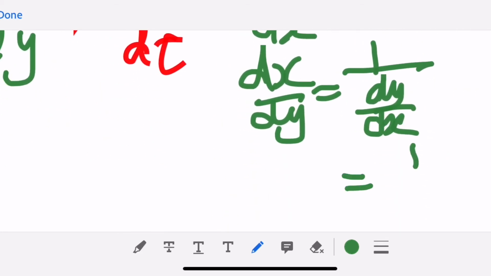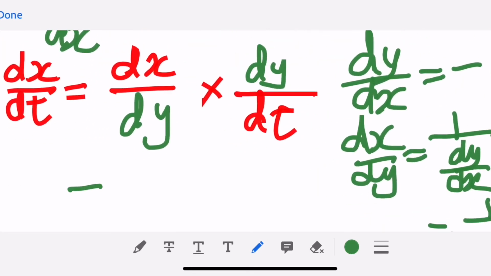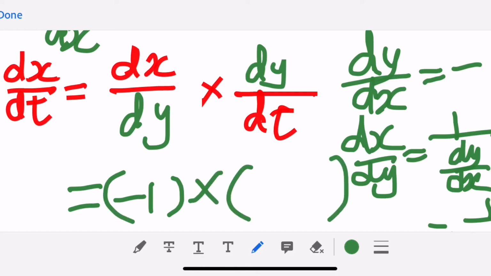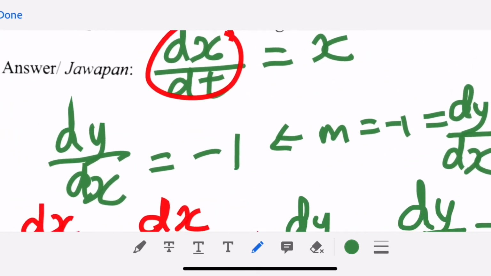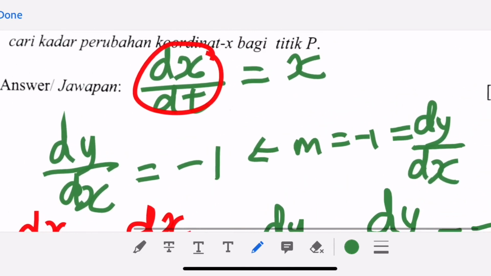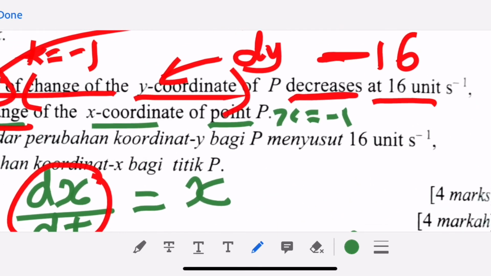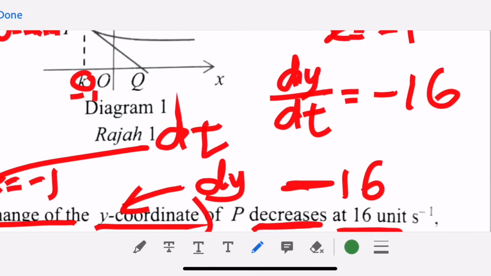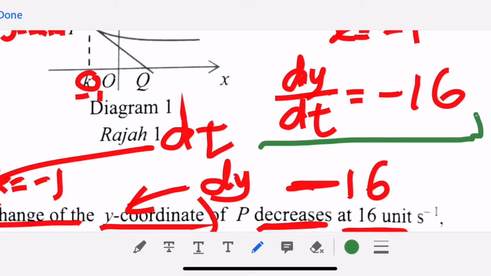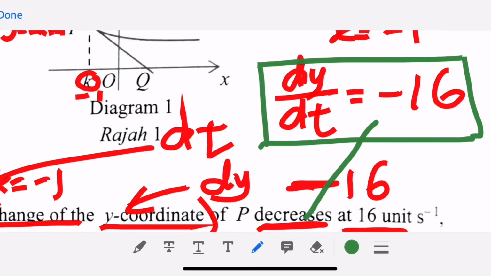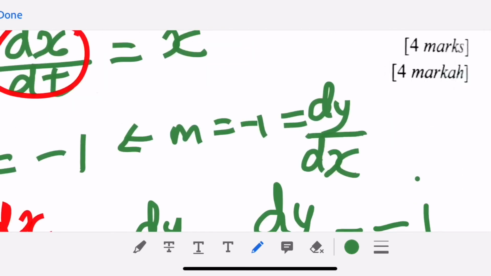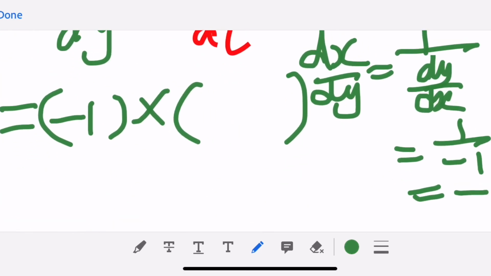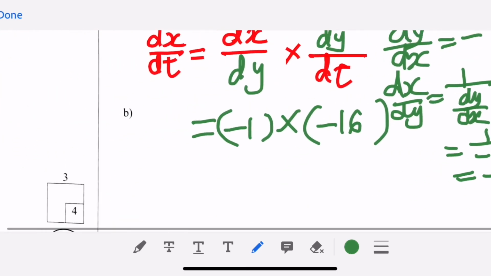So you can say dx/dy is 1 over negative 1, which is the same because it's negative 1. Times the dy/dt, just now you got already, negative 16, right? So you just multiply, negative 1 times negative 16. Just now we have the dy/dt negative 16, so we substitute into the dx/dt. So negative 1 times negative 16.